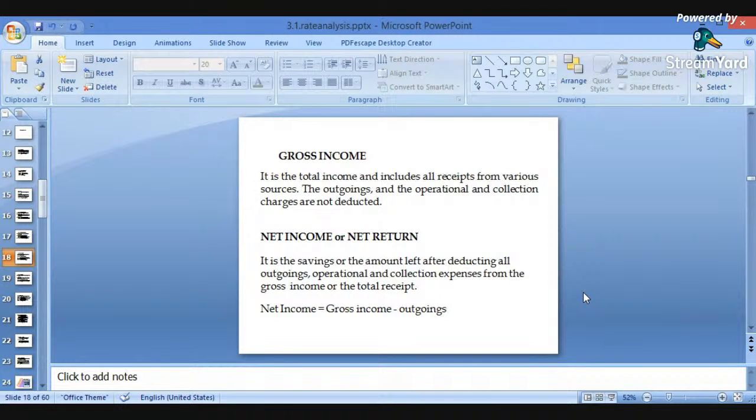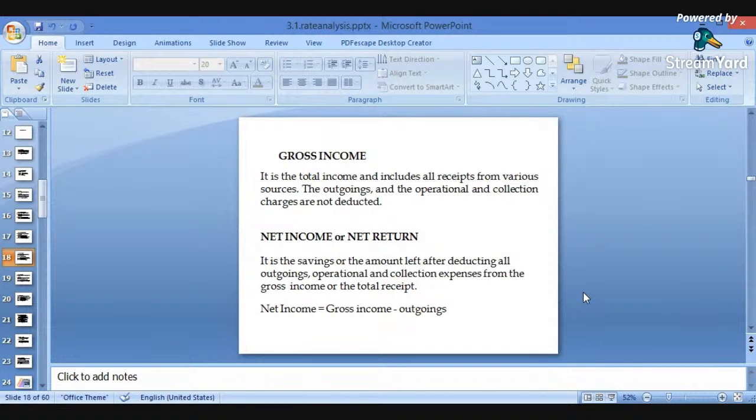Some operations of various machineries will be there. So all these outgoings will not be deducted in case of the gross income. That means in gross income, all these things will be included. All outgoings and all receipts will be included in case of the gross income.